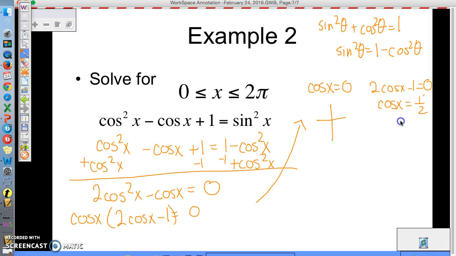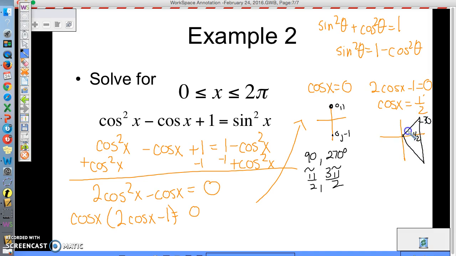So cosine is our x value again. So where is our x value equal to 0? Well, this is 0, 1, 0, negative 1. And this is in radians, so 90 degrees and 270. So this would have to be pi over 2 and 3 pi over 2. And the cosine, and we have positive 1/2. So this is 30, so this means our reference angles are 60. So we have 60 degrees and 300 degrees. So this is pi over 3, and 5 times 60. So we have 5 pi over 3. So we have those 4 answers.